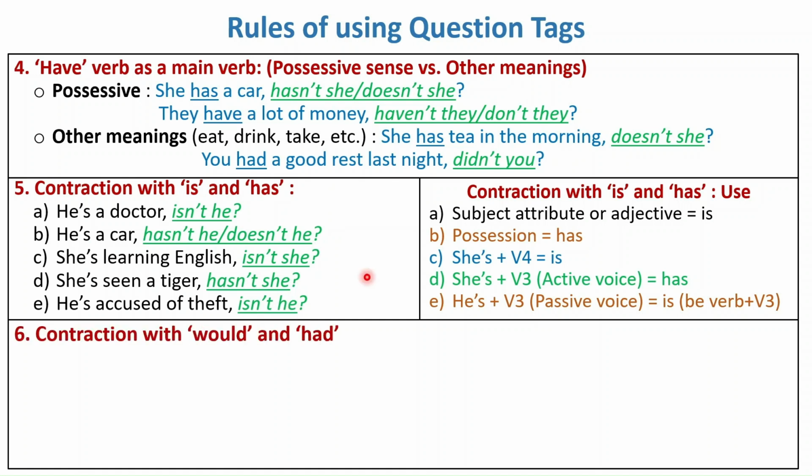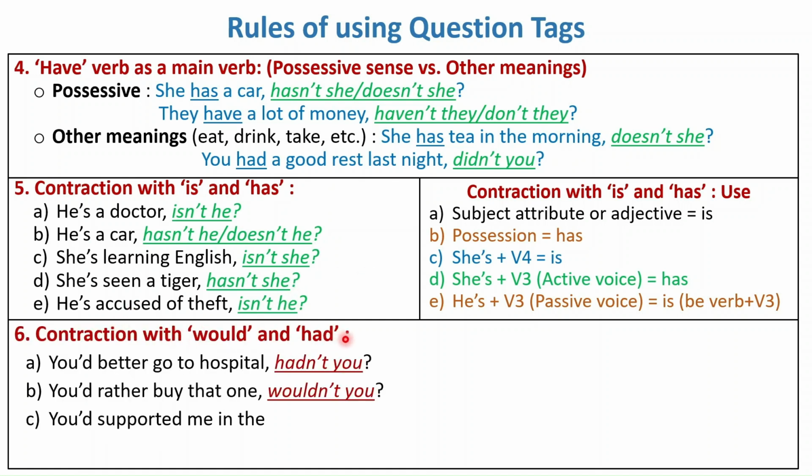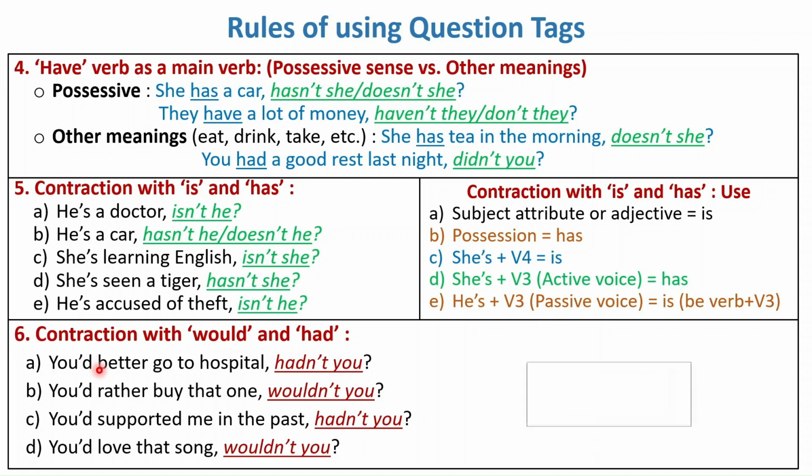Next, contraction with would and had. Apostrophe D. This is do sound. You'd better go to hospital, hadn't you? You'd rather buy that one, wouldn't you? You'd supported me in the past, hadn't you? You'd love that song, wouldn't you?